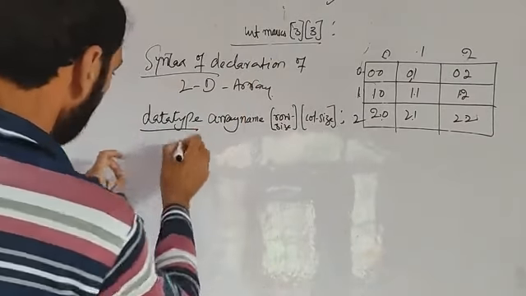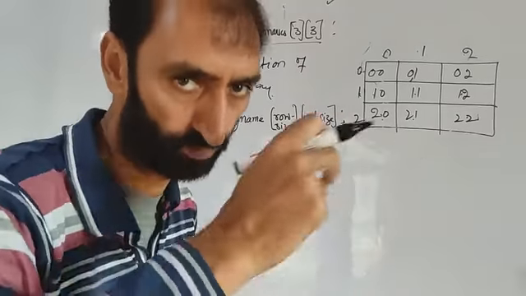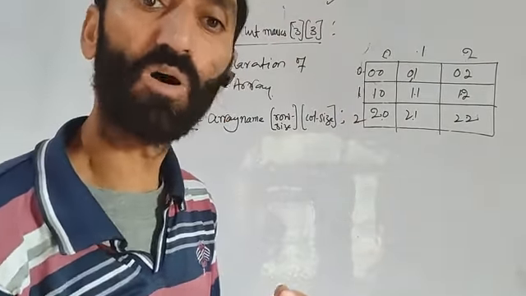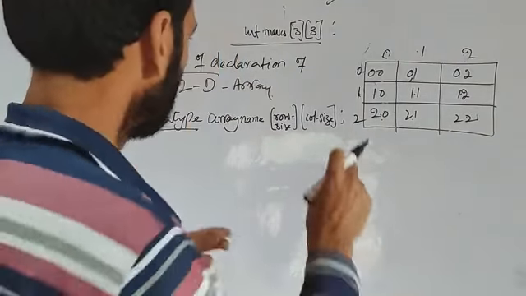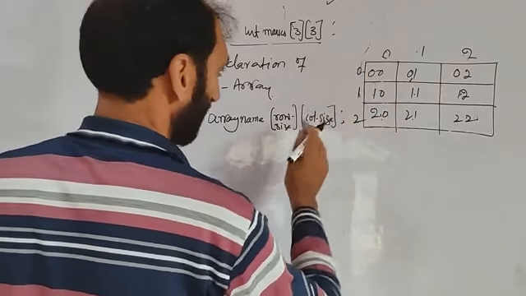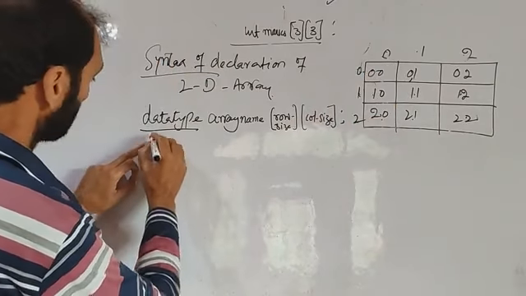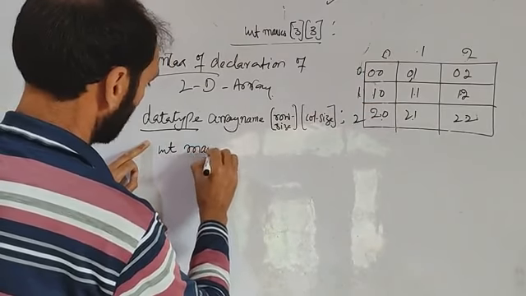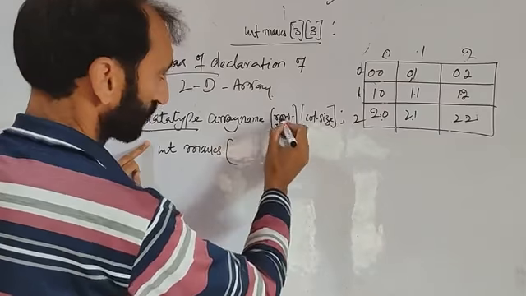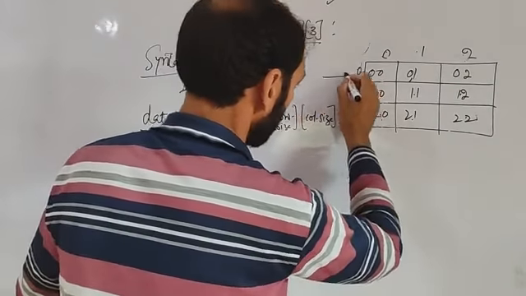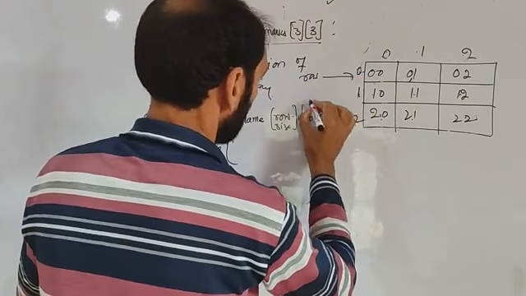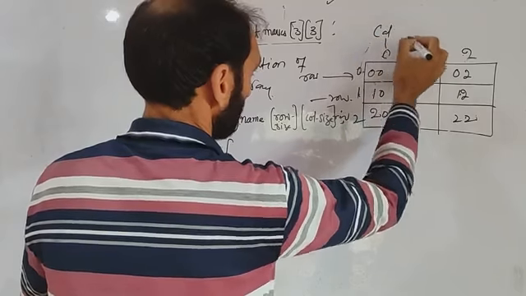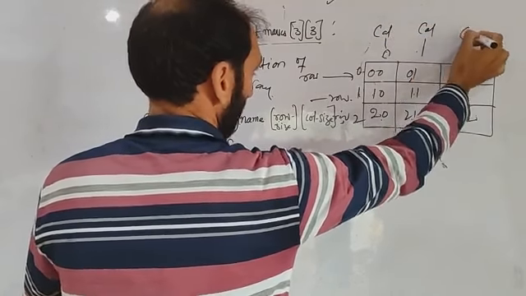First is the data type. That means what type of elements you want to store in the array. The data type tells the compiler what type of elements you want to store in the two-dimensional array. Here, for example, we want to store integers, that is int. Then the array name, for example marks. This is row 0, row 1, and row 2. This is column 0, column 1, and column 2.